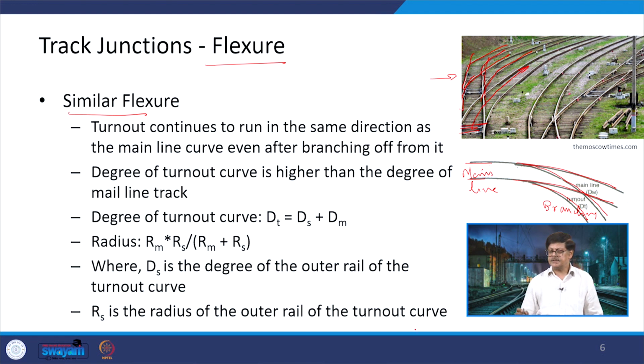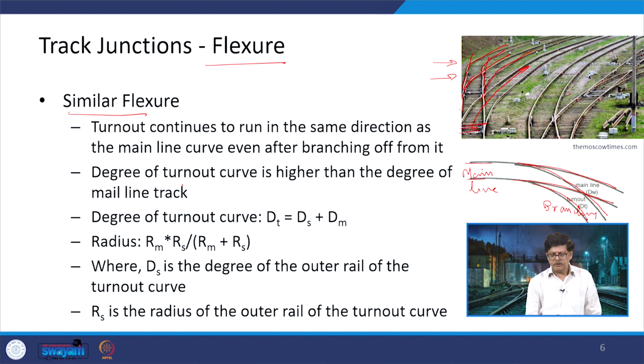So, this type of a similar flexure, if it is there, this is one type of junction which is possible. Now, the one which is being shown here in the photograph is the most prominent type of system which you may find in the station yards.